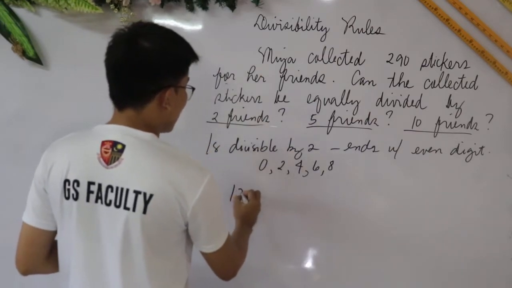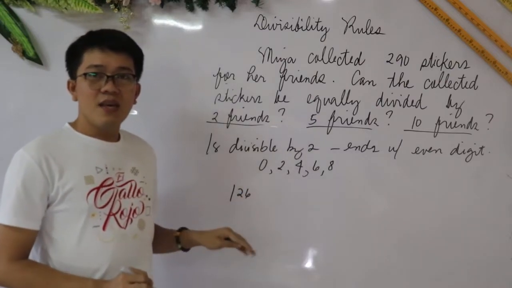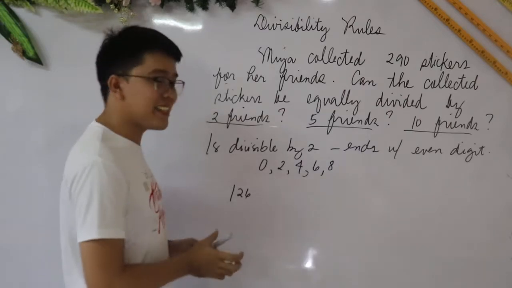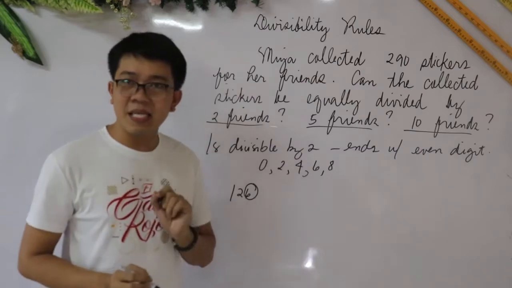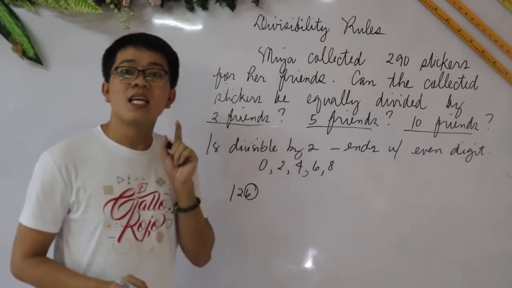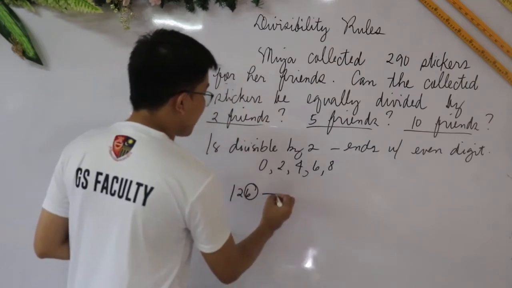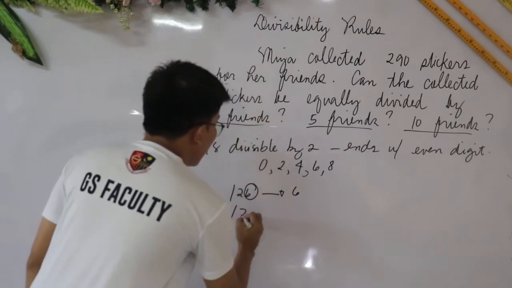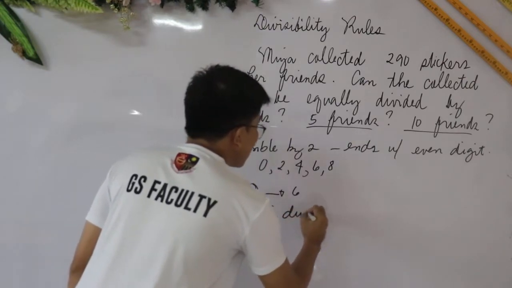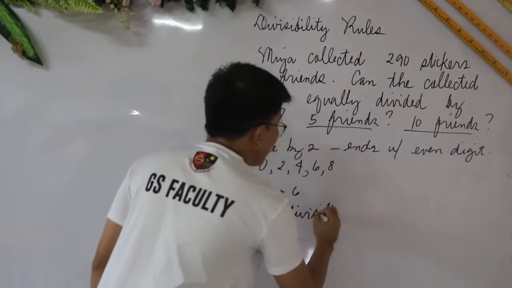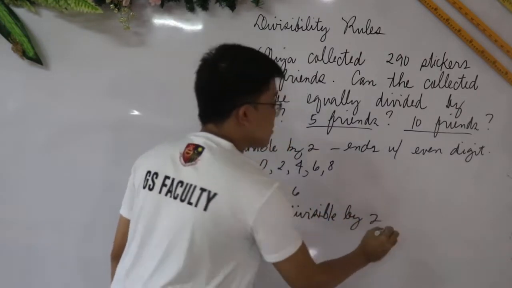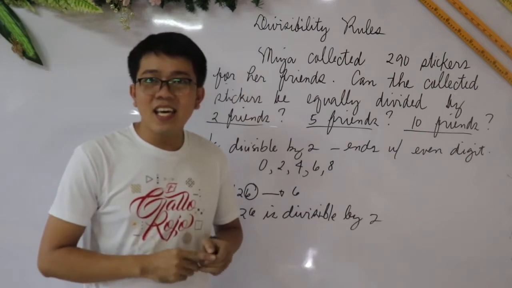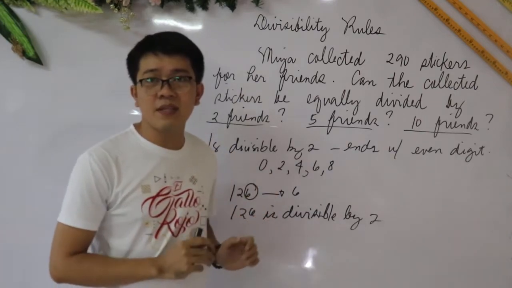I have here 126. What is the last digit of this number? Correct, it's 6. Is 6 even or odd? You're correct, it's an even number. So since 6 is even, we say that 126 is divisible by what? By 2. Look at how amazing this divisibility rule is. It helps us shorten our computation.